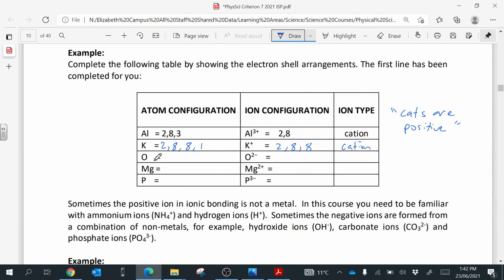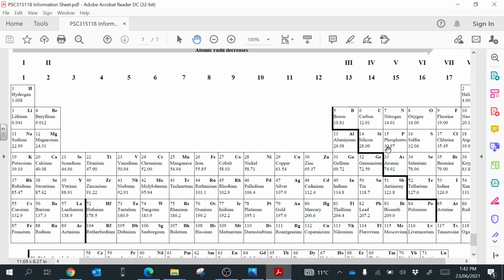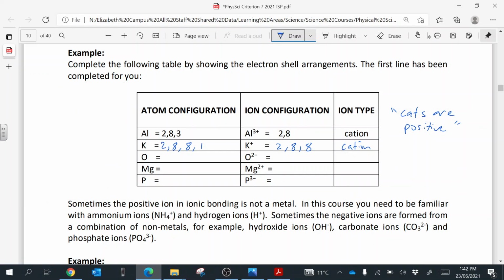Oxygen. Oxygen has, how many does oxygen have? What's its number? So oxygen here is 8. Okay, so it's 8 there, which means it's going to have 2 in its inner shell, 6 in its outer shell. It wants to gain 2 electrons to get to 2, 8, and 8. And that's why it has a 2 minus charge, and it is an anion. Okay, so anions are negative.